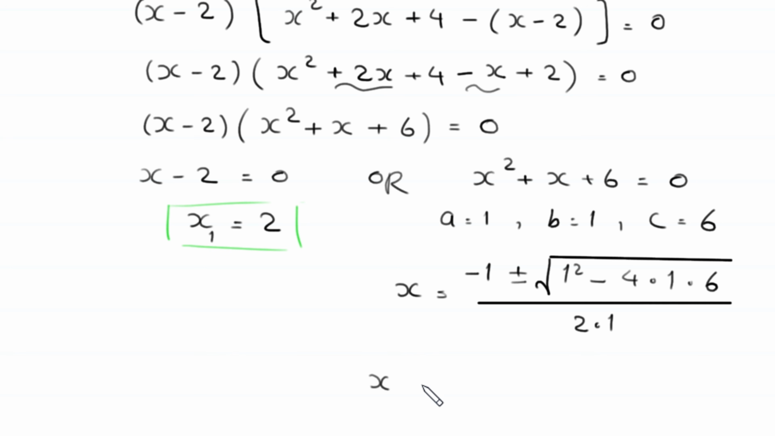Next, x is equal to negative 1 plus or minus square root of, this 1 squared is 1, and negative 4 times 1 times 6 is negative 24. Negative 24 plus 1 will become negative 23, divided by this 2 times 1, 2.